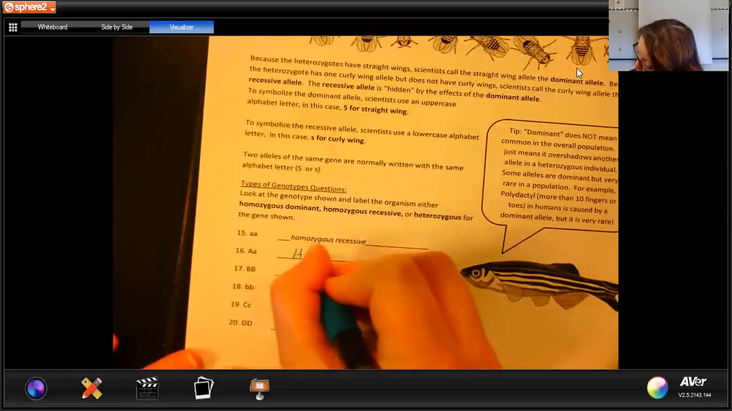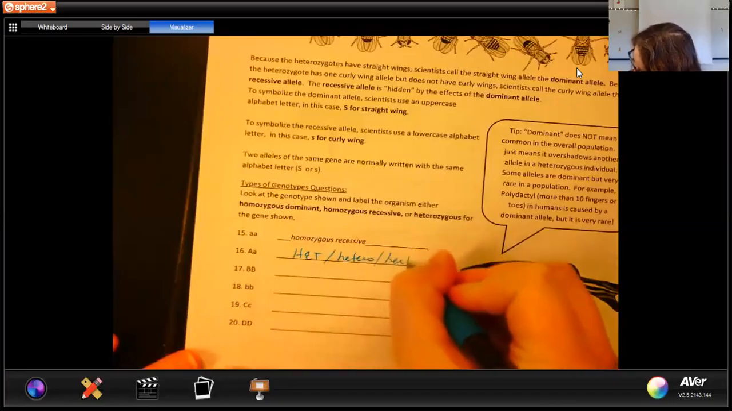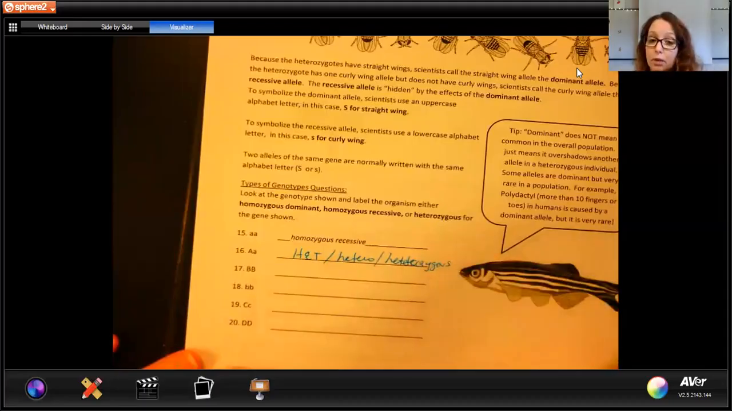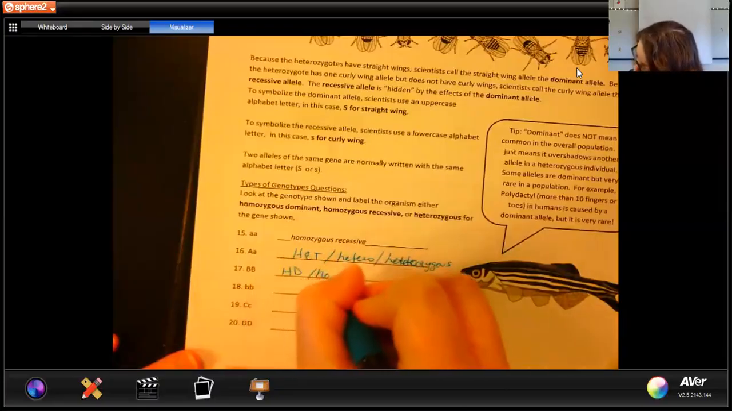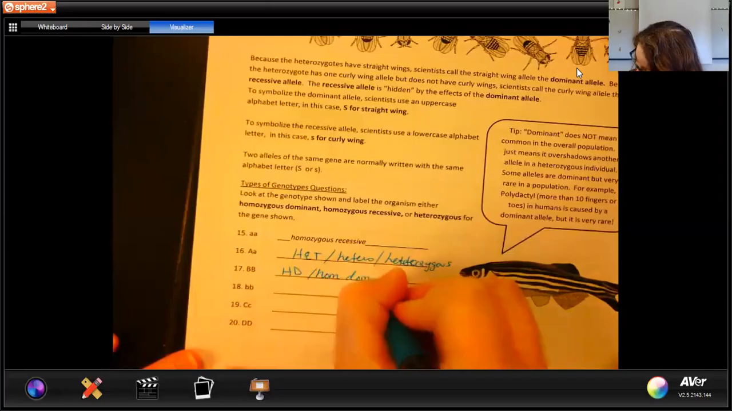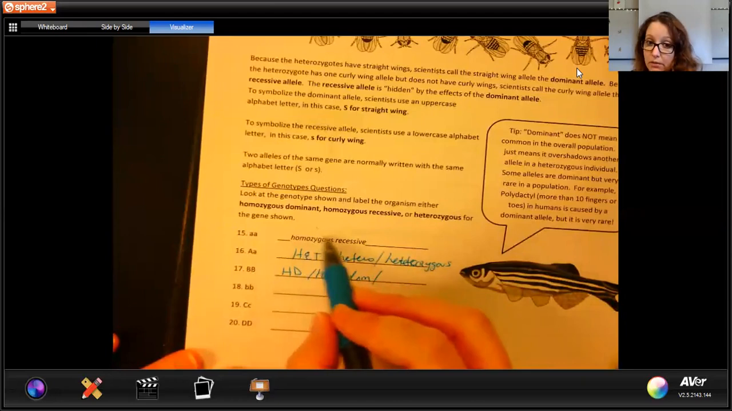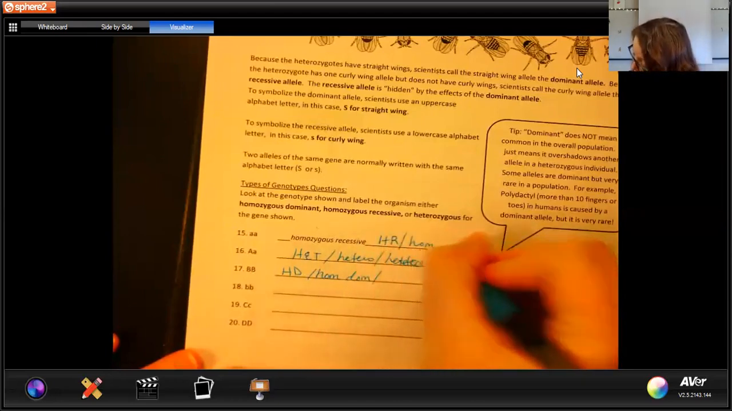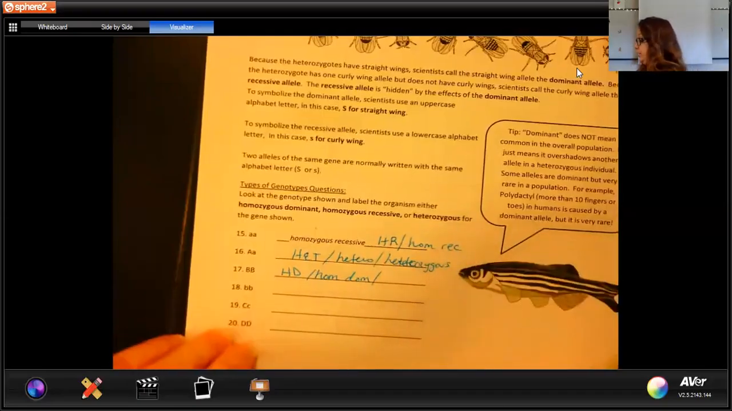You can write "het" or "hetero", or write out heterozygous, however you want to do it, but it's heterozygous. For homozygous dominant, you can write HD, or "hom-dom", or write out homozygous dominant. And if it was homozygous recessive like it is here, you could just write HR or "hom-rec", okay? And those are all going to work for your answers.